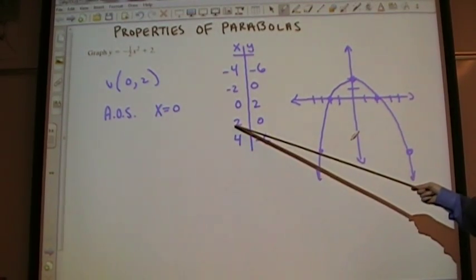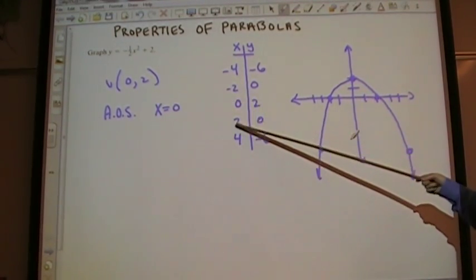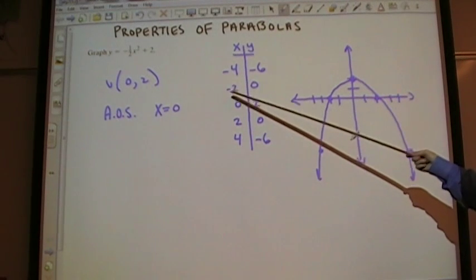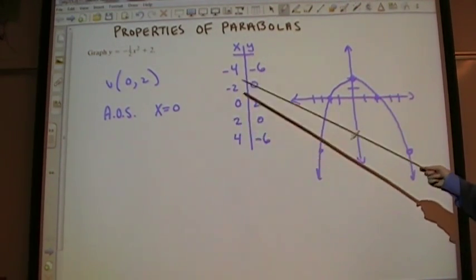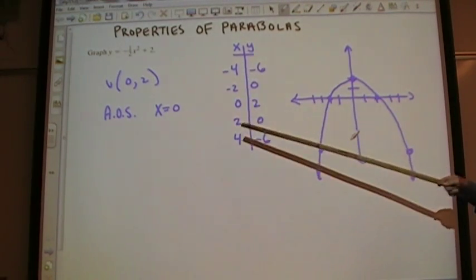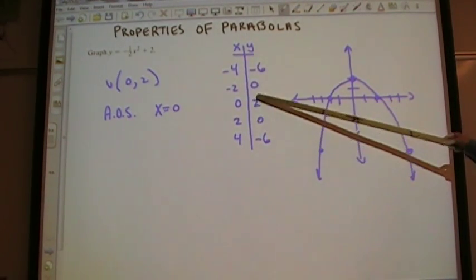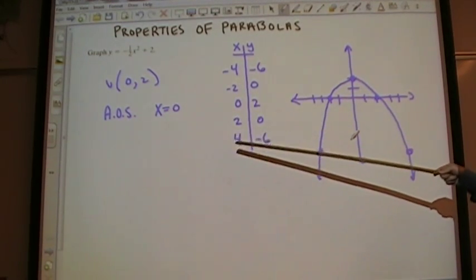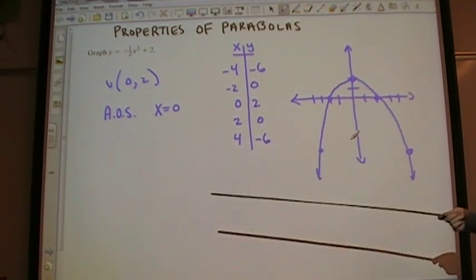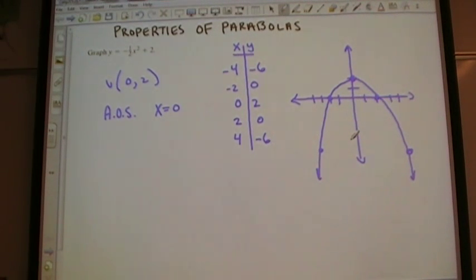Here, 2 and negative 2 are corresponding points. We talked about corresponding points in the last section. You want to pick corresponding points. It makes life a lot easier, because for corresponding points, the y values have to be the same. So you cut your work in half if you pick corresponding points. But if you want to just pick any 2 points to the right, any 2 points to the left, that's up to you.